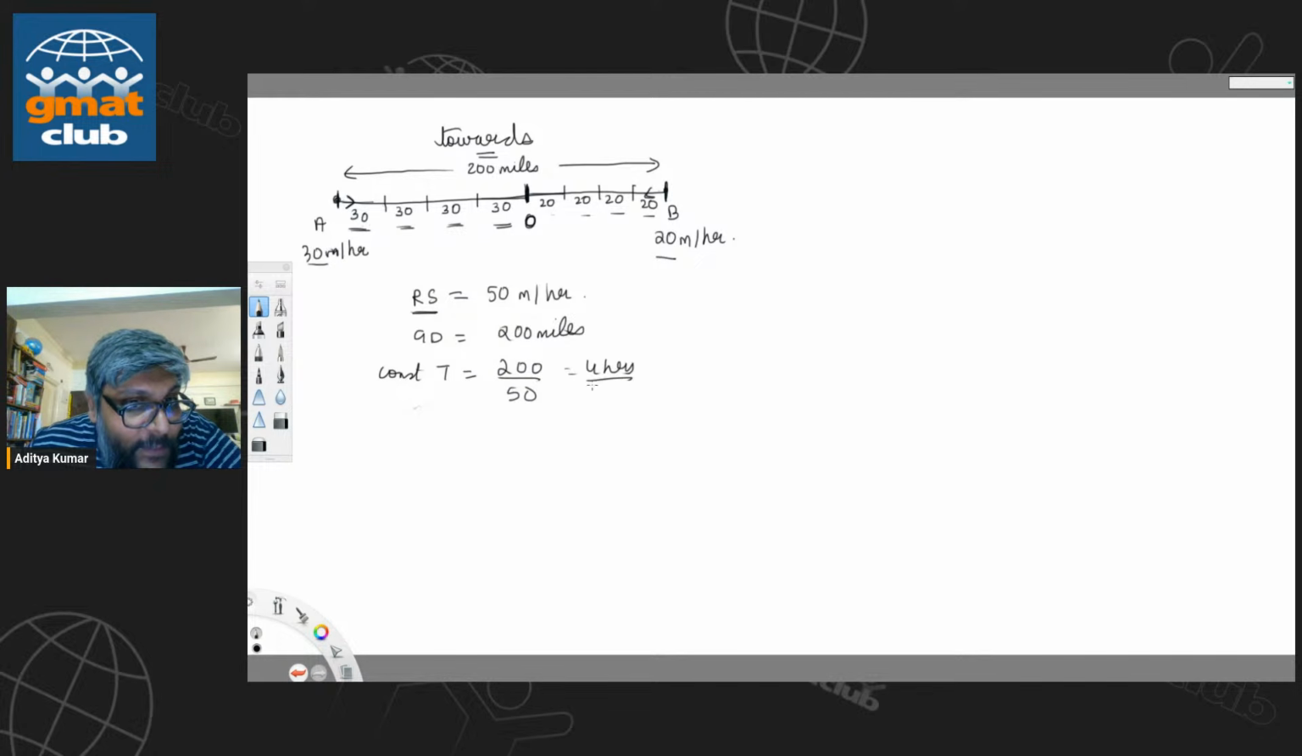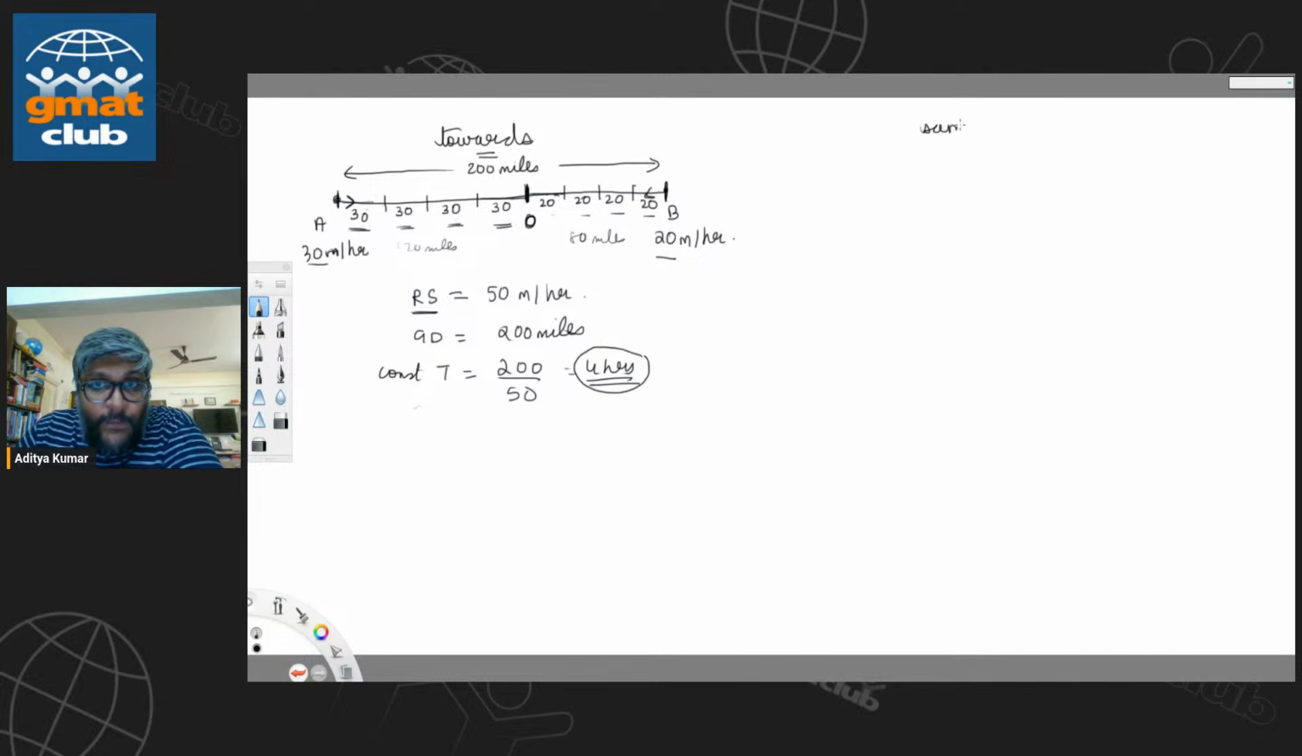Now, what does that 4 hours represent? It is that constant time it would take for A to reach O and B to reach O. And from this constant time, I can find out the distance that A has covered and the distance that B has covered individually up to the meeting point. A would have covered 30 times 4, 120 miles. And B would have covered 20 times 4, that is 80 miles. You see, I get all pieces of information there. And this is what I want you to understand: why you add and what is the relevance of relative speed. It gives you the constant time it would take for the two bodies to meet.